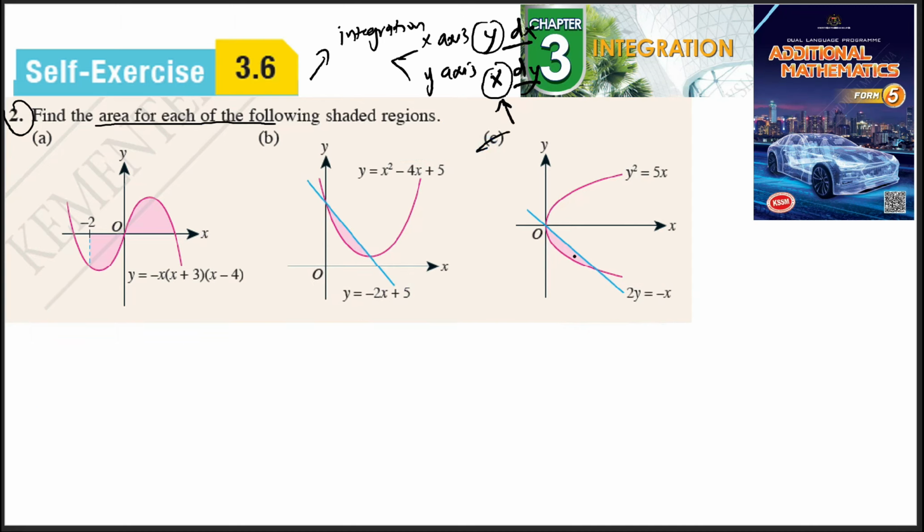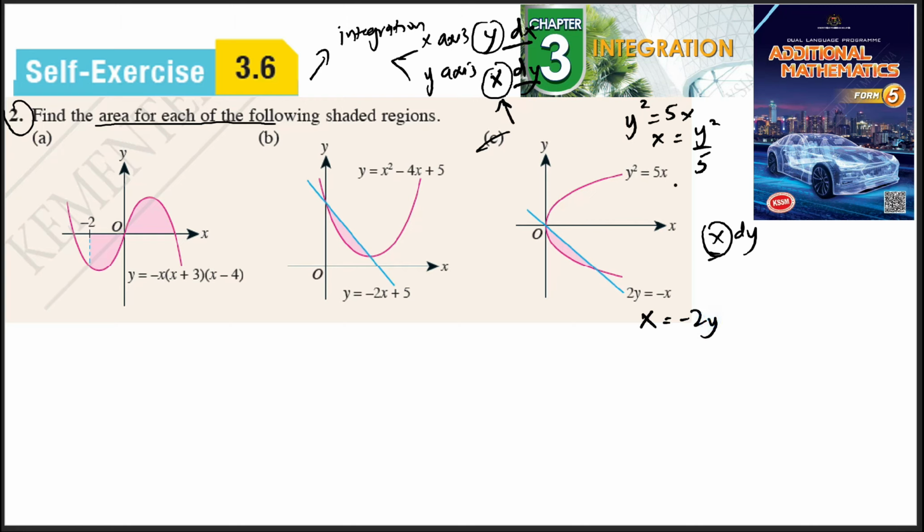So I also have two ways: either I want to do y-axis or x-axis. If I want to do y-axis, I need to have x dy, so I have to know what is my x. You see here, y squared is equal to 5x, so x is actually equal to y squared over 5. In this case, 2y is equal to negative x, so I wanted to get only x. X is actually negative 2y.